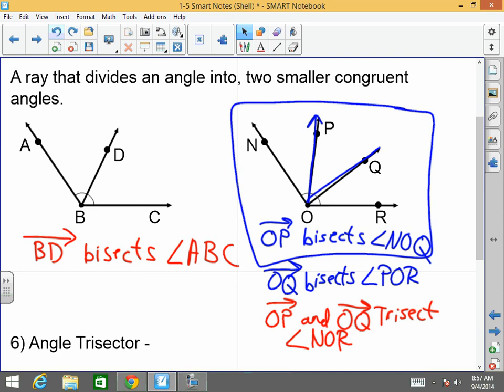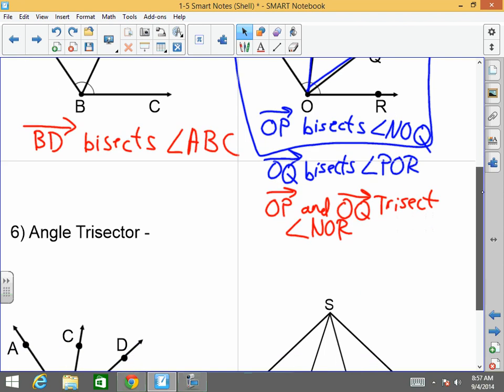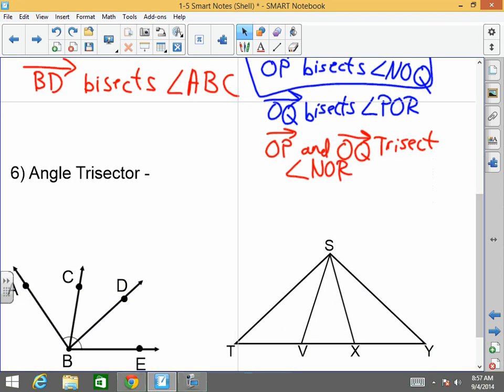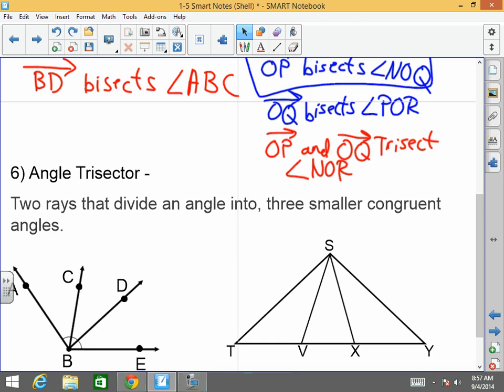Awesome. Well, I kind of already ruined the angle trisector part, right? Because I already did it. But basically, that's what's happening here in an angle trisector. Kind of similar to a trisector of a segment. But an angle trisector are two rays, segments, or lines that divide an angle into three smaller congruent angles.